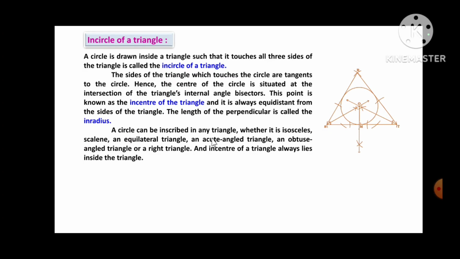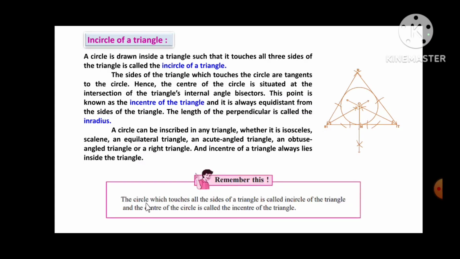A circle can be inscribed in any triangle, whether it is isosceles, scalene, equilateral, acute angled, obtuse angled, or right angled. And the incenter of a triangle always lies inside the triangle. So friends, you should remember that the circle which touches all the sides of a triangle is called the incircle of the triangle and the center of the circle is called the incenter of the triangle. Now we will see an example.